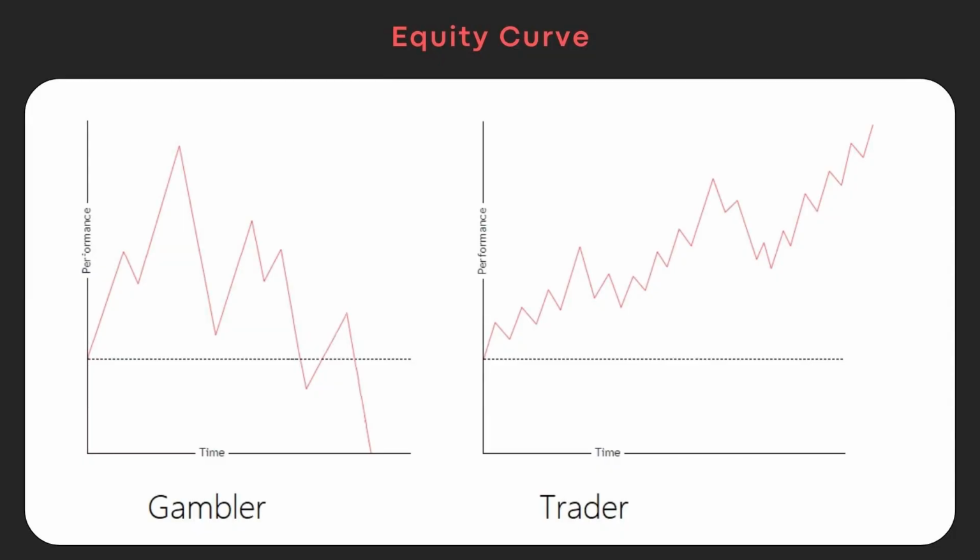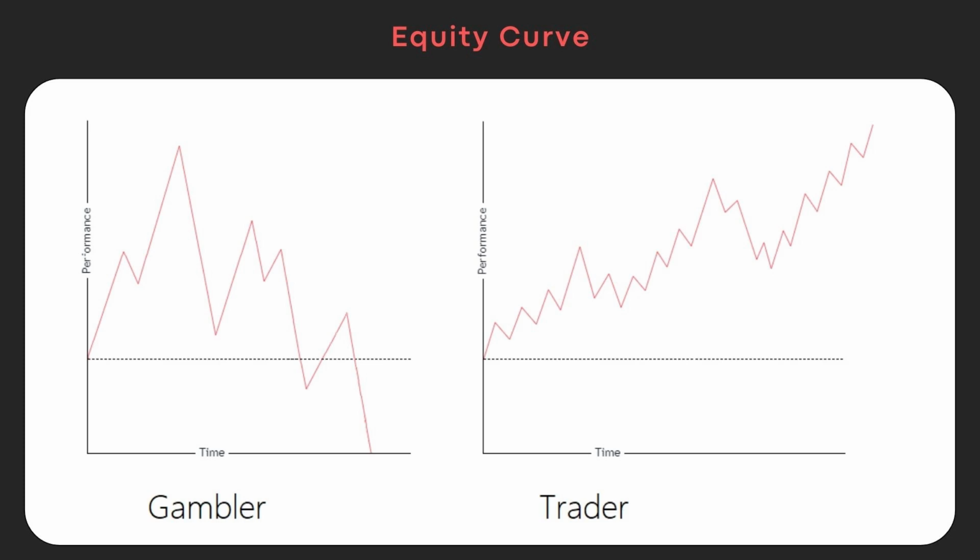Now, moving on to the next slide. Right here in this slide, you can see that we've got these two equity curves, right? One of them shows the performance of a gambler over time, and the other one shows how the equity curve of a professional, long-term, and consistent trader appears, right? We've got the x-axis which represents time, and the y-axis which represents performance, right?